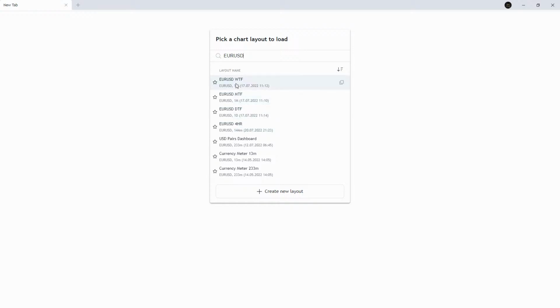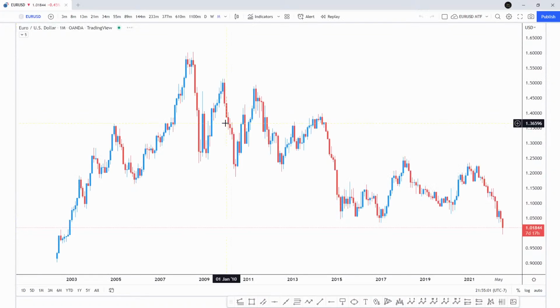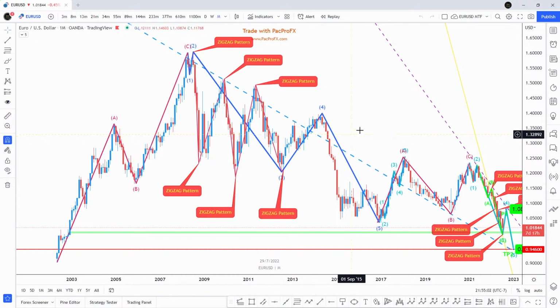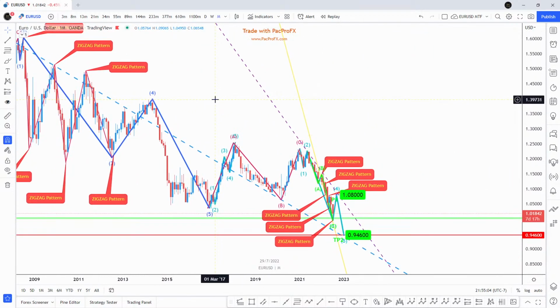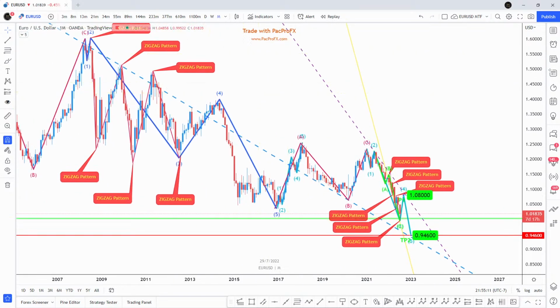Alright, so let's look at the monthly time frame. Just looks all bad for Euro, doesn't it? It's just really, really bad for Euro. Alright, let's see. Give me a second.